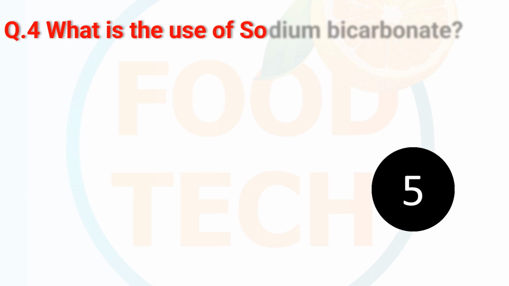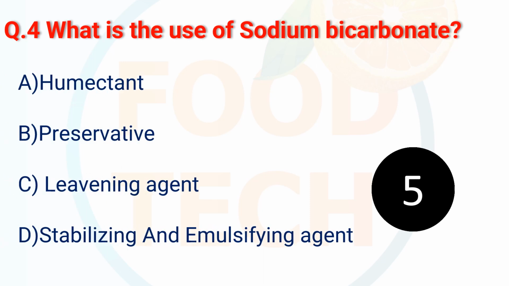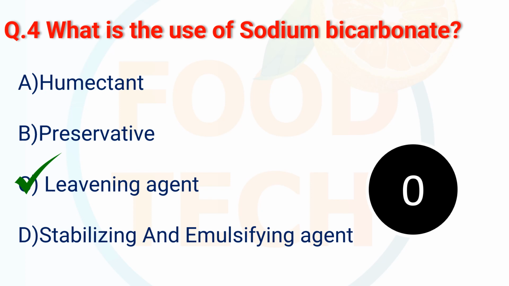Question 4. What is the use of sodium bicarbonate? A. Humectant, B. Preservative, C. Leavening agent, D. Stabilizing and emulsifying agent. The answer is C. Leavening agent.